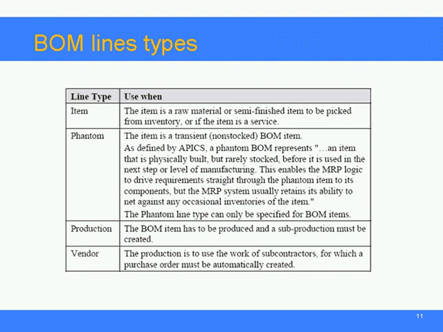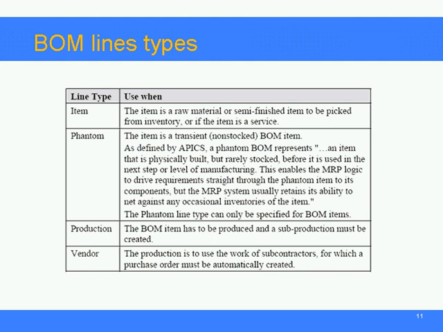a non-stocked BOM item. A phantom BOM represents an item that is physically built but rarely stocked before it is used in the next step or level of manufacturing. This enables the MRP logic to drive requirements straight from the phantom item to its components, but the MRP system usually retains its ability to net against any occasional inventories of the item. The phantom line type can only be specified for BOM items.